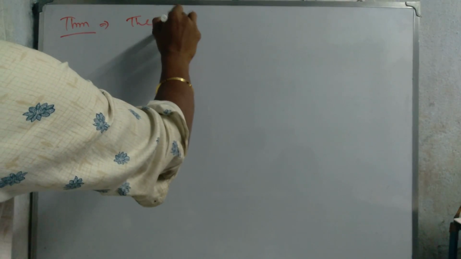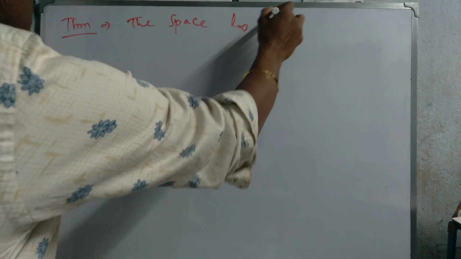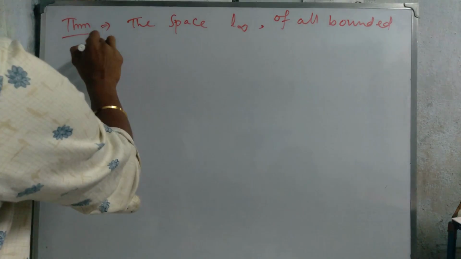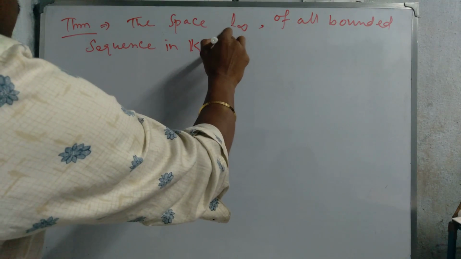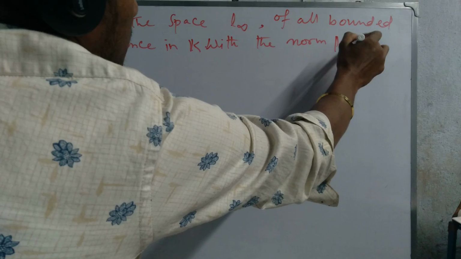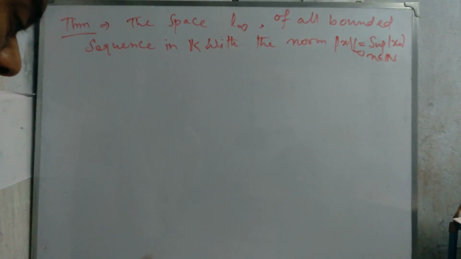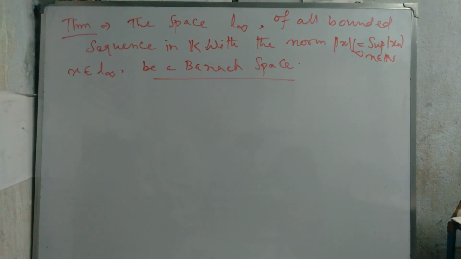The L infinity space of all bounded sequences in K, with the norm infinity, where the norm of x equals the supremum of |x_n|, n belongs to the natural numbers, for x belonging to L infinity, is a Banach space. So the space L infinity is a Banach space.